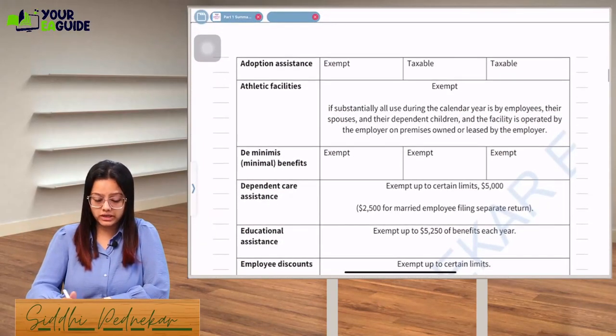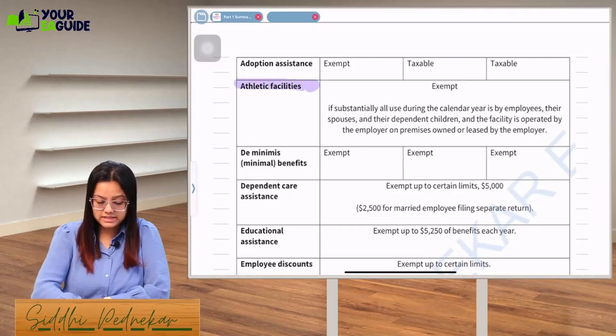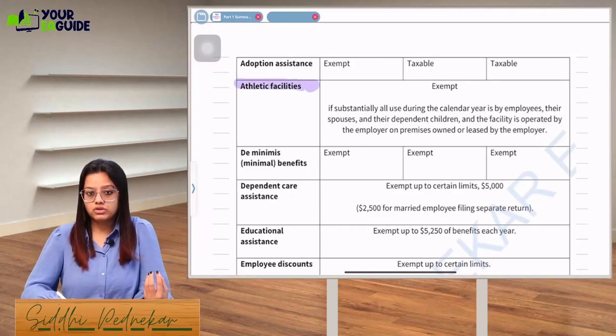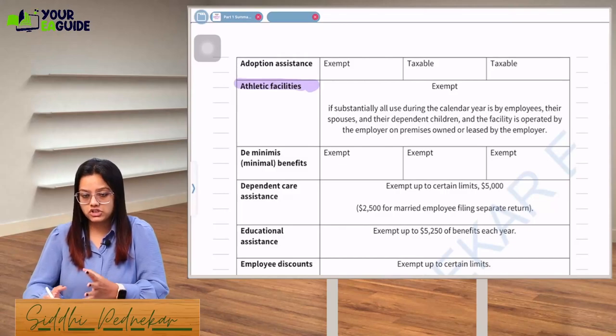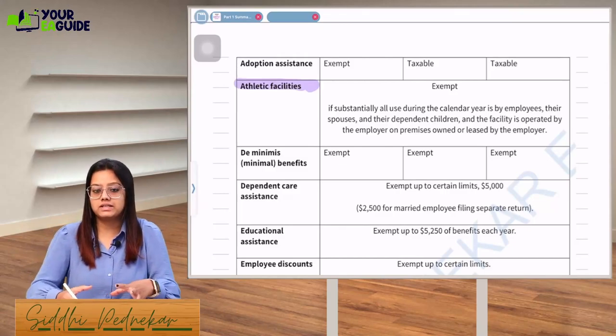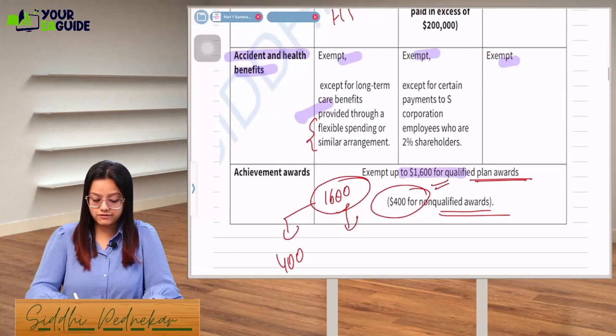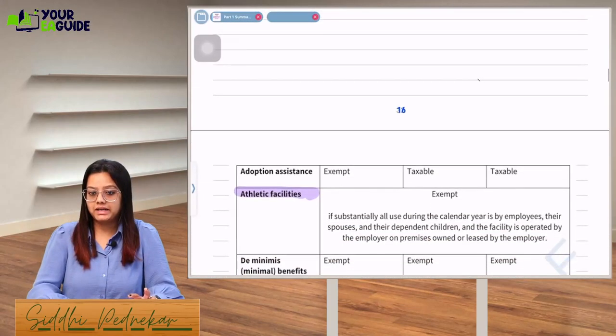Okay, next is athletic facilities. If it is given by the employer to the employee on their organization's premises, like at the infrastructure, then it is exempt from federal income tax, FUTA, and Medicare and Social Security tax.